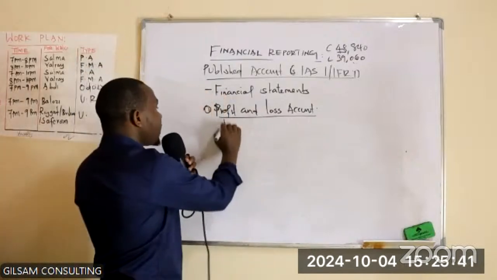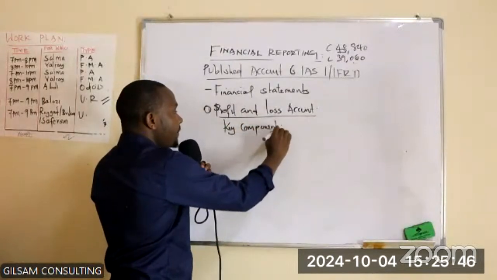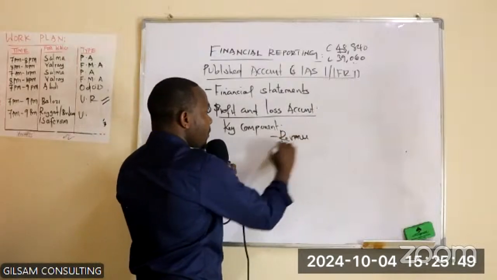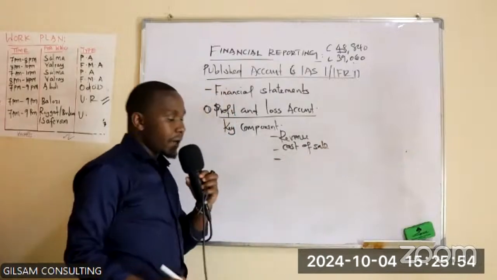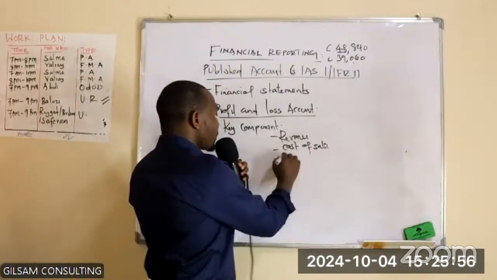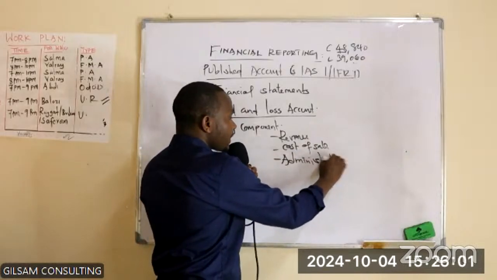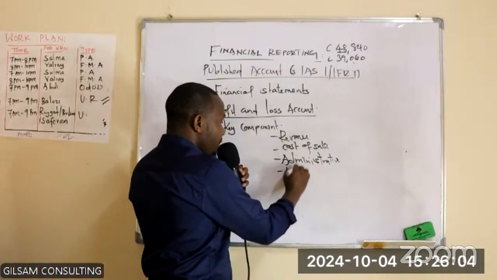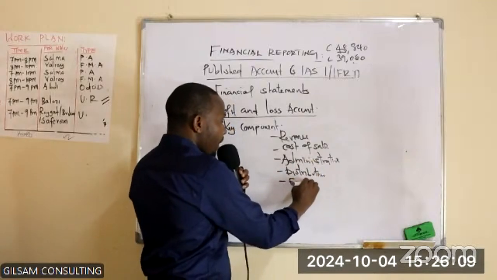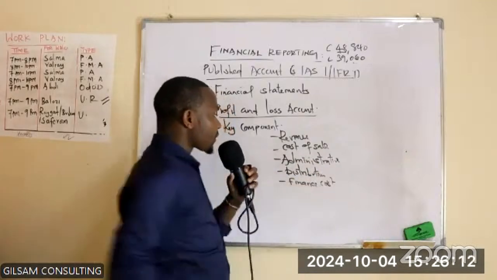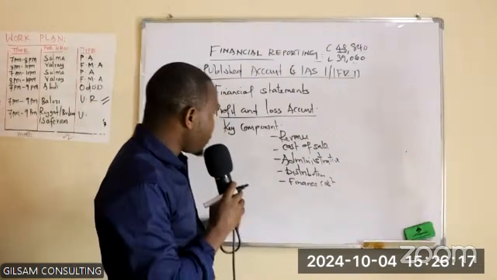So you can write the key components. We have the revenue, we have the cost of sales, and we have expenses, which are also categorized into three. We have administrative expense or cost. We have selling and distribution cost. We have the finance cost. So these are the components which you need to know for you to do reporting.